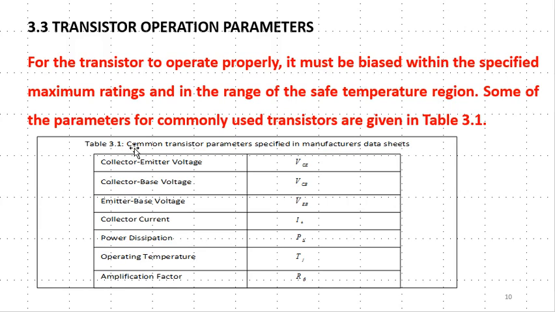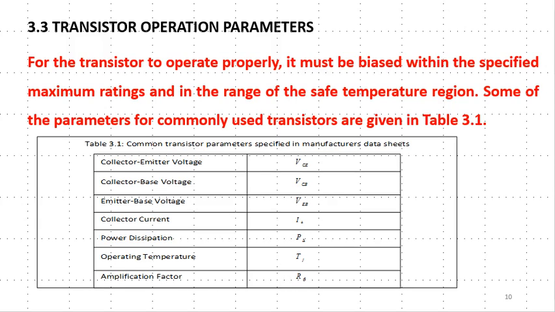The transistor's collector emitter voltage is always specified, VCE, collector base voltage, VCB, emitter base voltage, VEB, and the collector current, which is IC, and the power dissipation, that's the maximum power that the transistor can be subjected to, PD, and also the temperature at which it can operate, TJ, that is the junction temperature. If you subject it to any temperature beyond that, it can have problems. And here I have my amplification factor, which is beta.